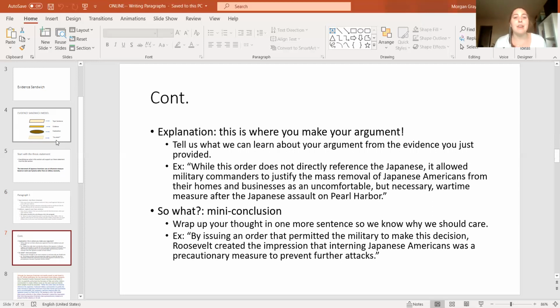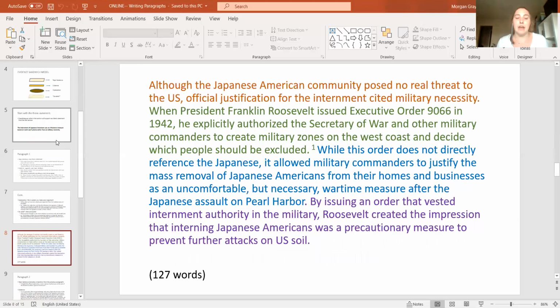You've just told us. Your so what is your mini conclusion. It's a little statement that connects it back up to your big thesis statement and then allows you to settle and move on to the next point. By issuing an order that permitted the military to make this decision, Roosevelt created the impression that interning Japanese Americans was a precautionary measure to prevent further attacks. Wrapped up the idea. And now we'll look at it all together. And I've kind of color-coded it so that you have no problem seeing the sections. And I'll read it through with you.